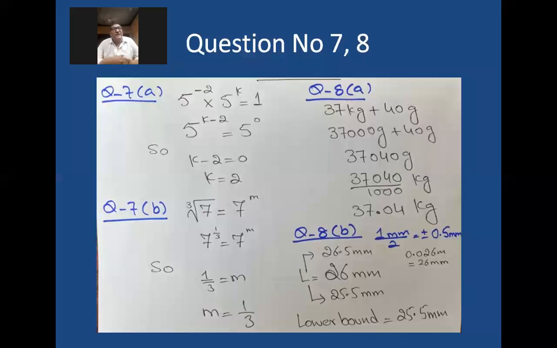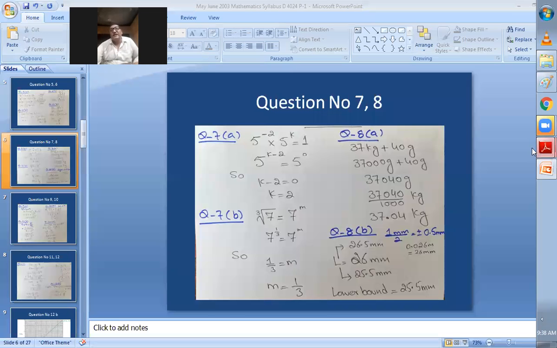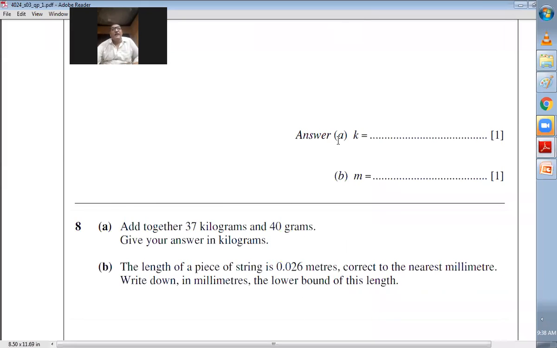They are equal, their bases are same. So it means their exponents or their powers are also same. So I will write the powers equal to each other. So 1 by 3 equals to m. So m will be equals to 1 by 3. So the value of the m is 1 by 3. So this is question number 7b part. Let's go to the next question. The next question is question number 8.